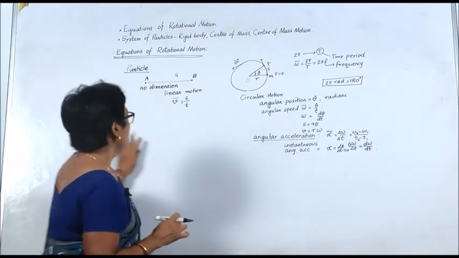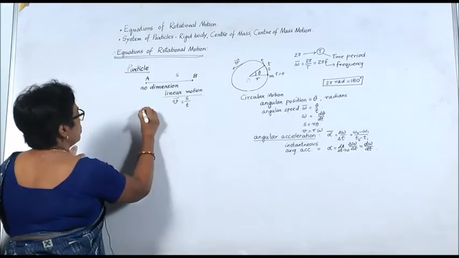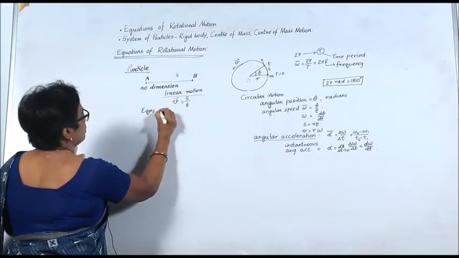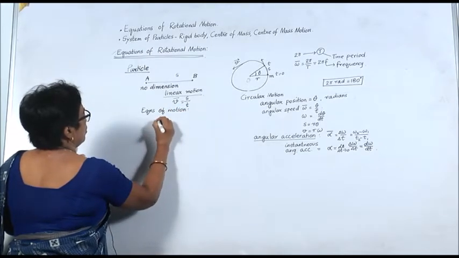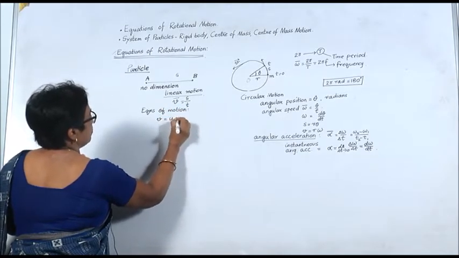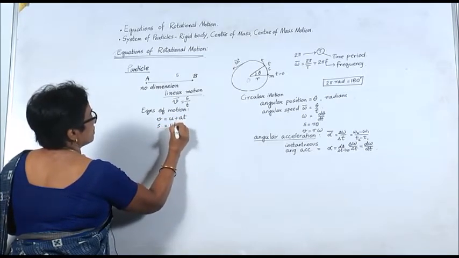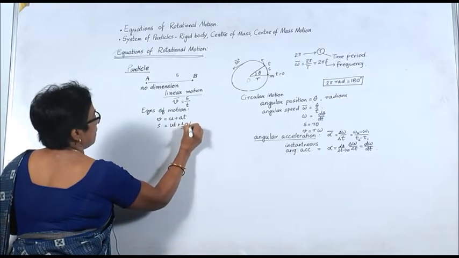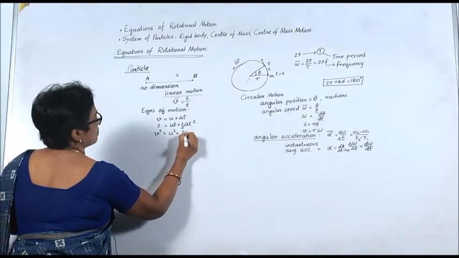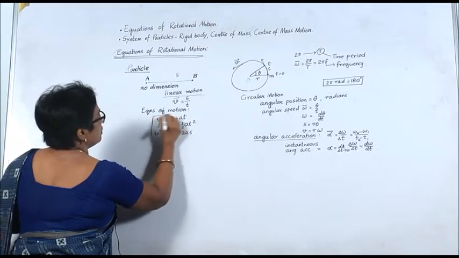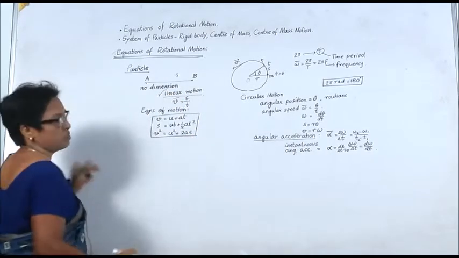So, in case of linear motion, you have read about 3 equations, the equations of motion in this case: v equals u plus at, s equals ut plus half at square, and v square equals u square plus 2as. So, these are the 3 equations of motion in linear motion.